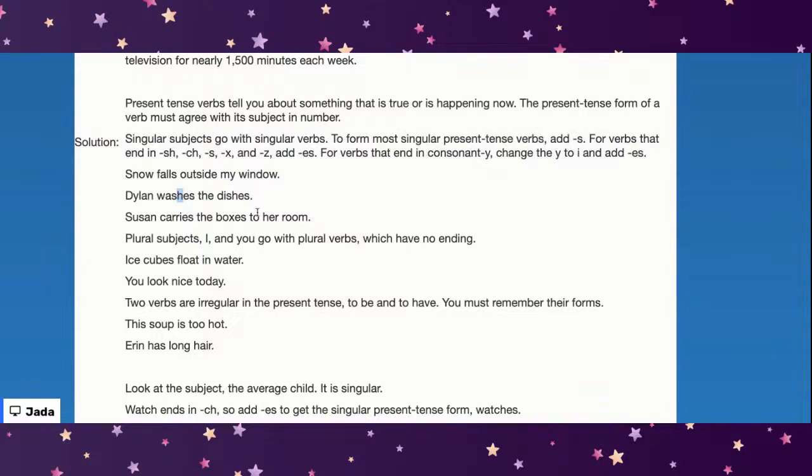Susan carries the boxes to her room. Now, carry ends with y, and because it ends with y, we need to change that y to i. So we add es after that.